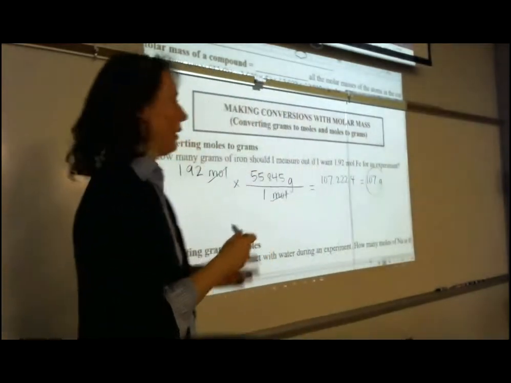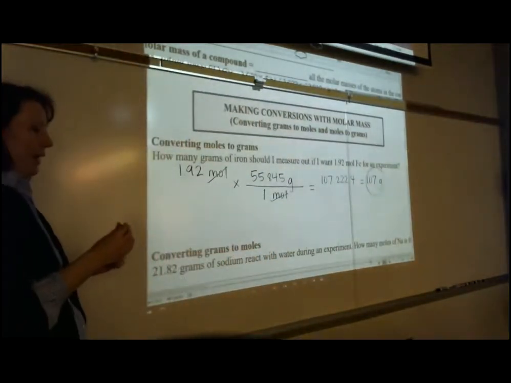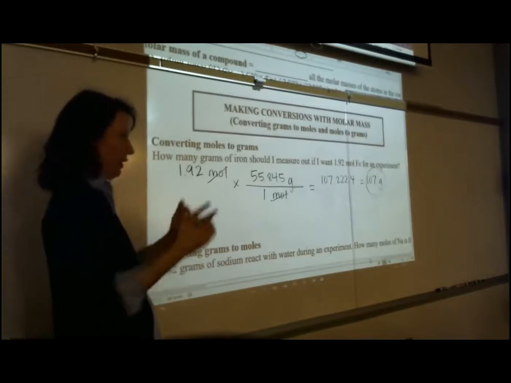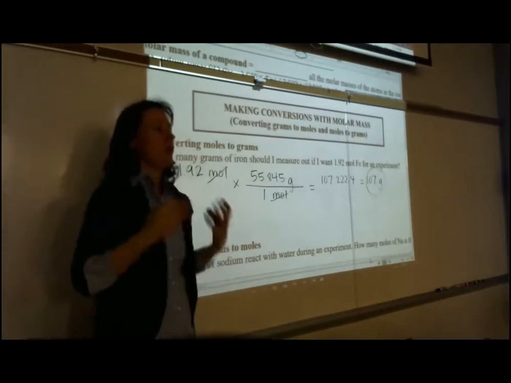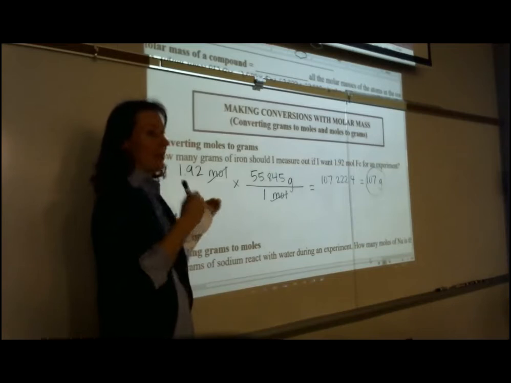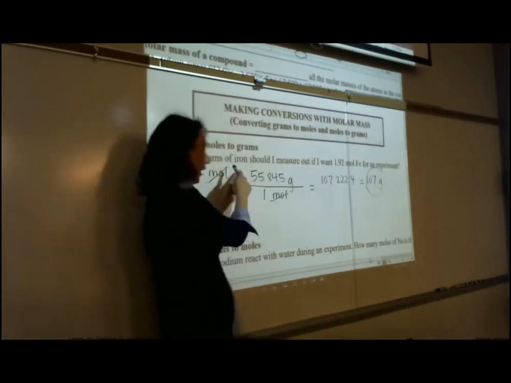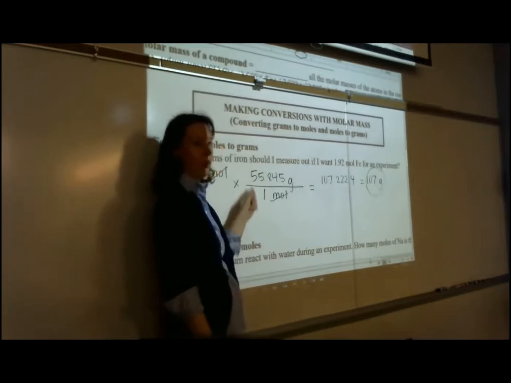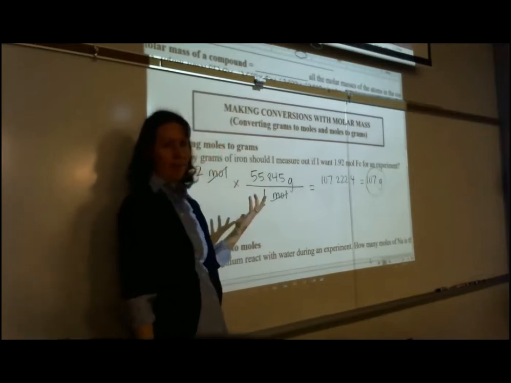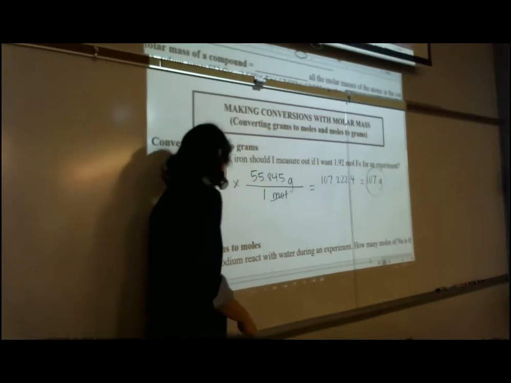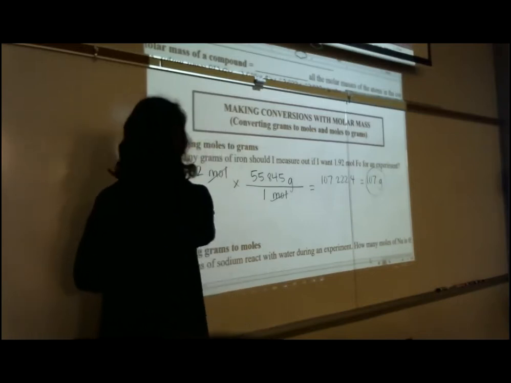Any questions on how we convert moles to grams? Again, just ask yourself. You don't need to memorize a zillion rules. Just ask yourself, what am I trying to get rid of? And put it on the bottom. What am I trying to keep? Put it on the top. And then figure out what number goes with your corresponding units. And you'll be golden. All right, let's do the next one.